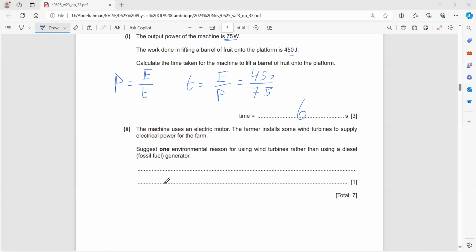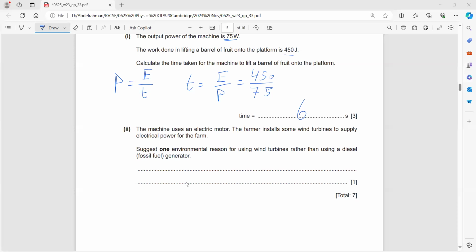Okay, tell me. Less air pollution. Okay, again, I told you guys, avoid saying air pollution. Air pollution is a very vague word. Instead of saying air pollution, we need to specify the type of pollution. Less carbon dioxide pollution. Less contribution to global warming. No acid rain, for example, it doesn't contribute to acid rain.